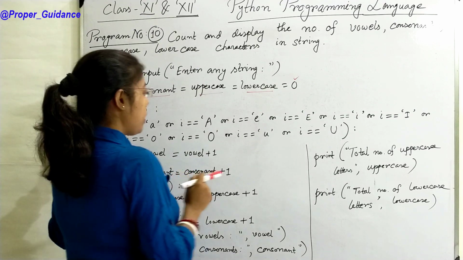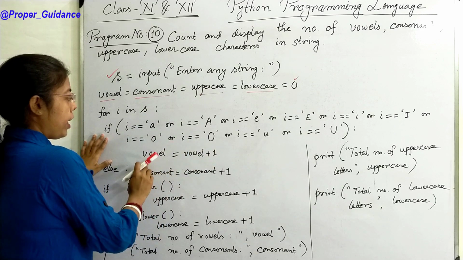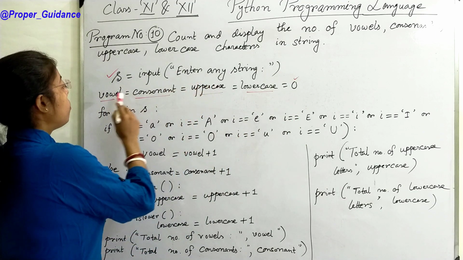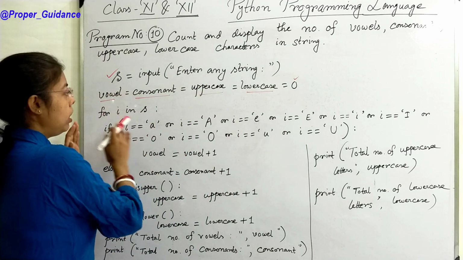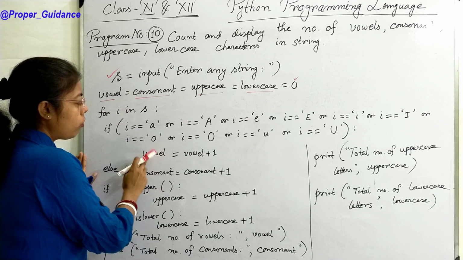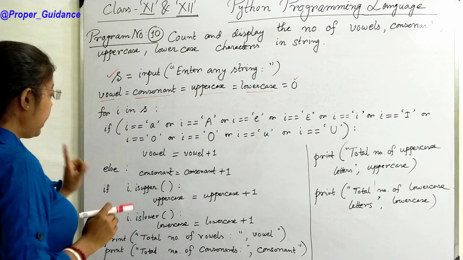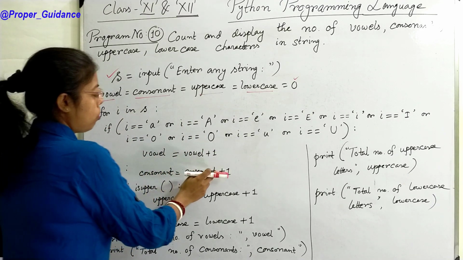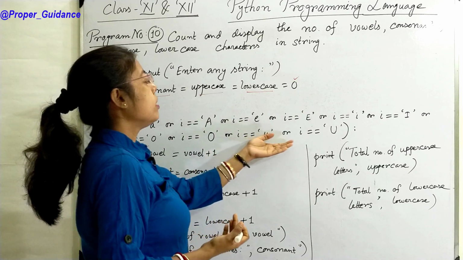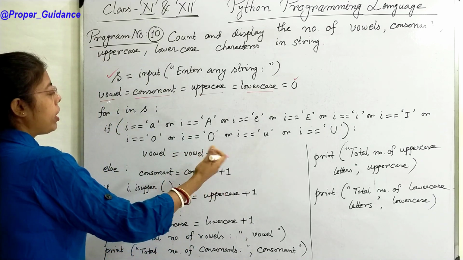So this if statement will give you vowel equals vowel plus 1. If any character matches any of them, then the value of vowel, which is initialized with 0, changes. Suppose I get the character A, then this value will be changed to 0 plus 1, that is, it will be 1. Else consonant equals consonant plus 1, because except vowels, all the other characters will be considered as consonants. So then the value of consonant will be increased by 1.